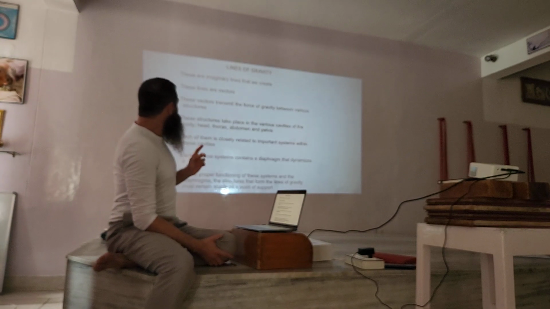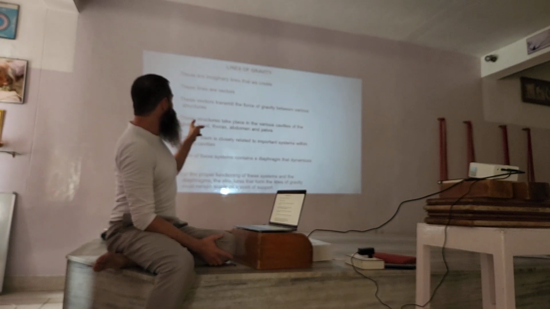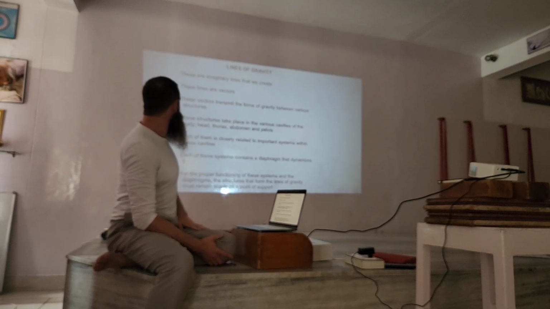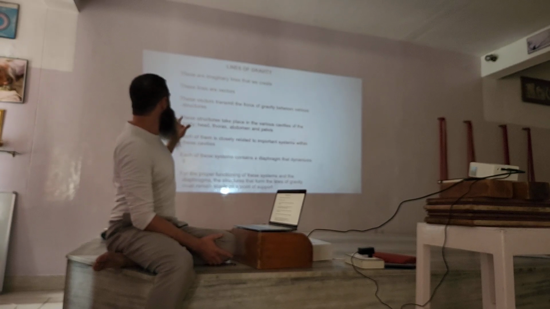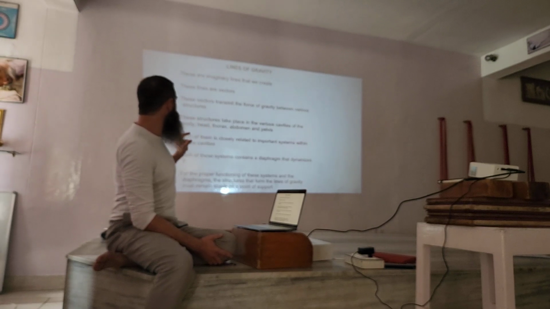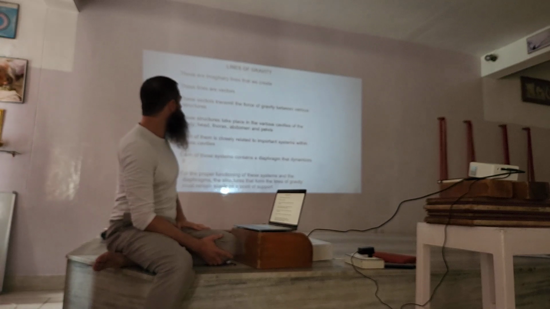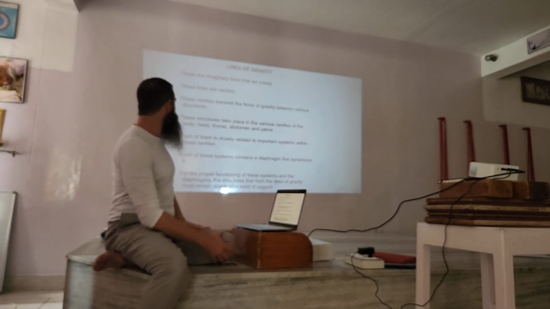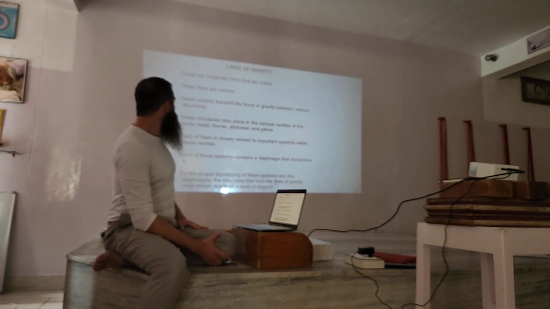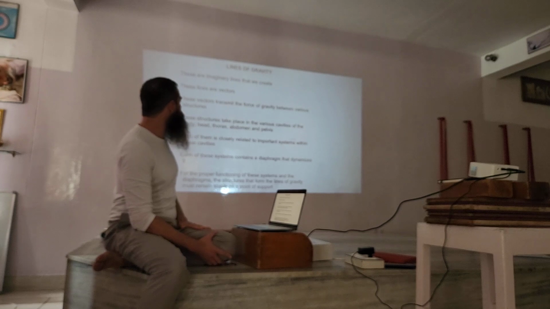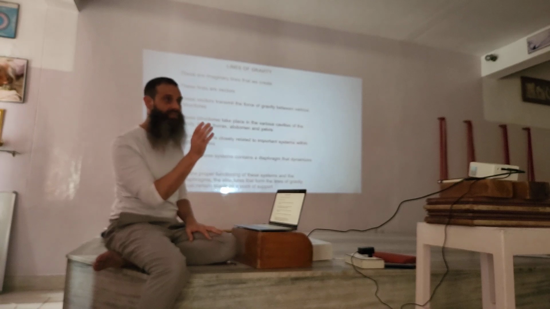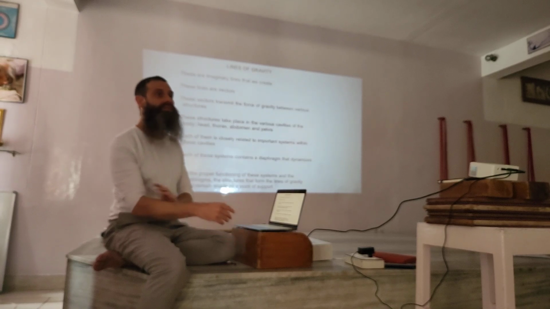And then, there are structures. When I say the structures, it's always again all these vertebrae, the tailbone, the hips that we said before. So these structures take place in the various cavities of the body: the head, the thorax, the abdomen, and the pelvis region, okay? Each of them is closely related to an important system within this cavity. Okay, so we're going to see all of this during these classes, during these weeks.